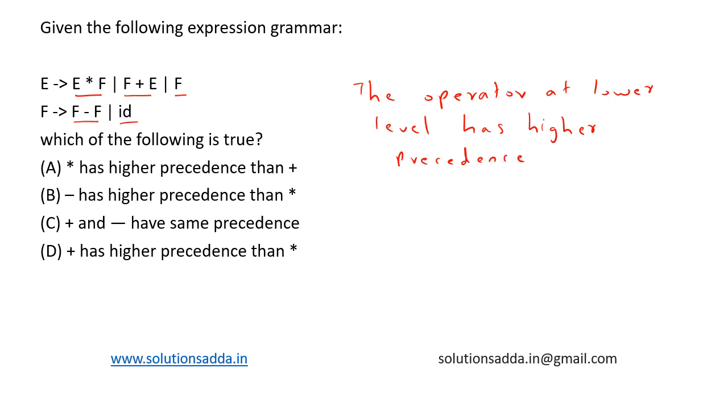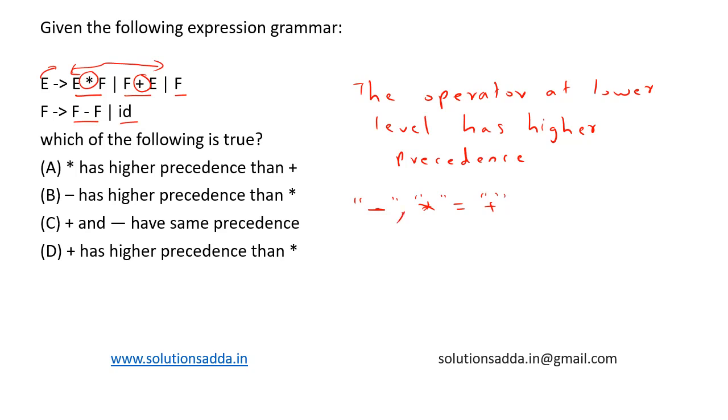So here minus is at the lower level because we cannot derive F directly. So minus is at the lower level, then star and plus are at the same level because they can be derived by this expression E. So the order will be minus, and star will be equal to plus. This is operator, this is operator, this is operator. This will be the order of precedence.